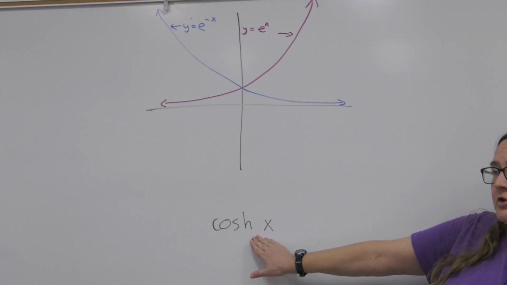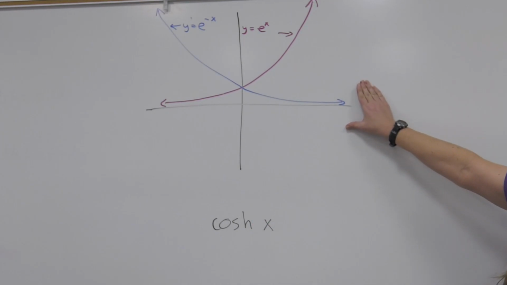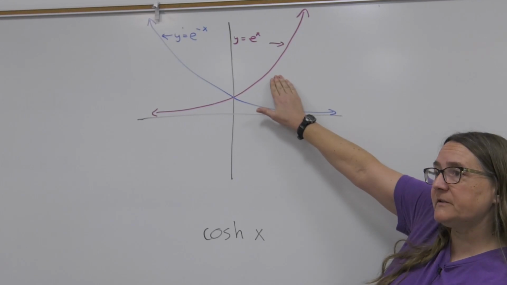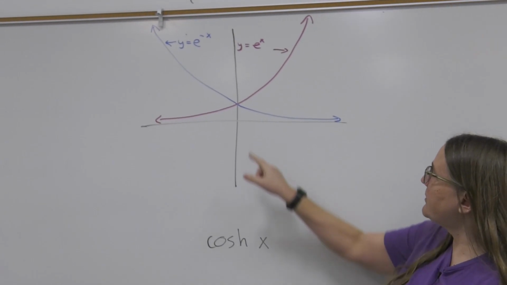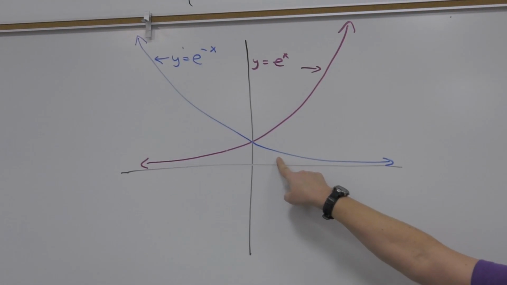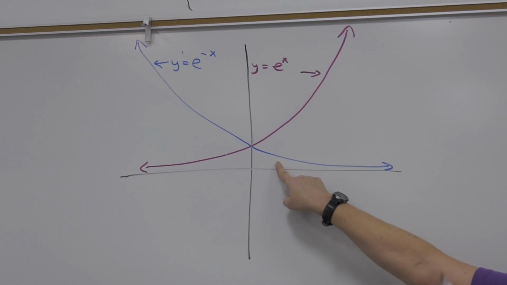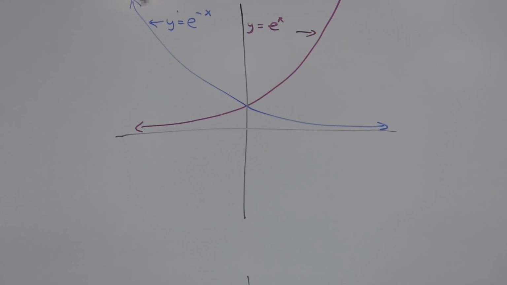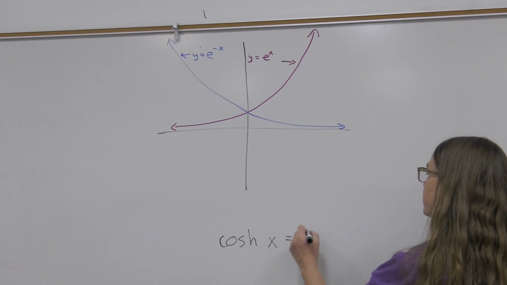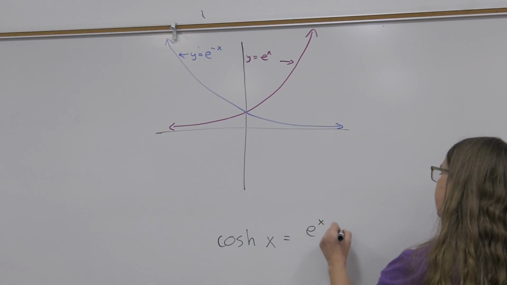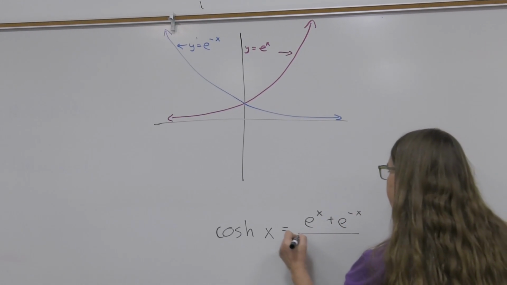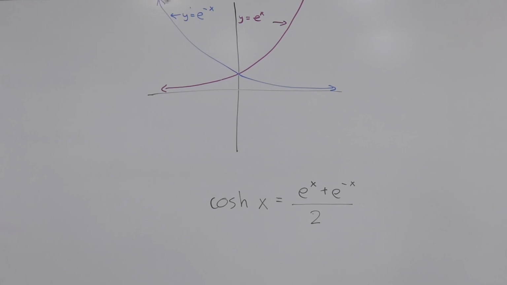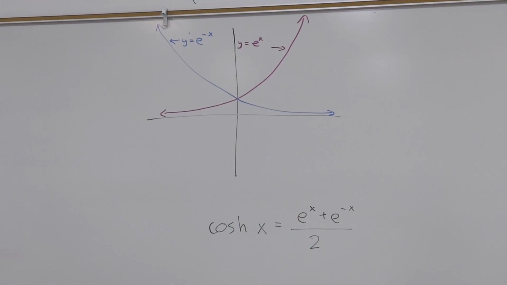We're going to build it out of two familiar functions that I've already graphed here. So we've got our exponential growth function, y equals e to the x, and then we've got y equals e to the negative x, which is exponential decay. Cosh x, the hyperbolic cosine, is just the average of these two things. So it's e to the x plus e to the negative x divided by 2. That's the definition of cosh x.